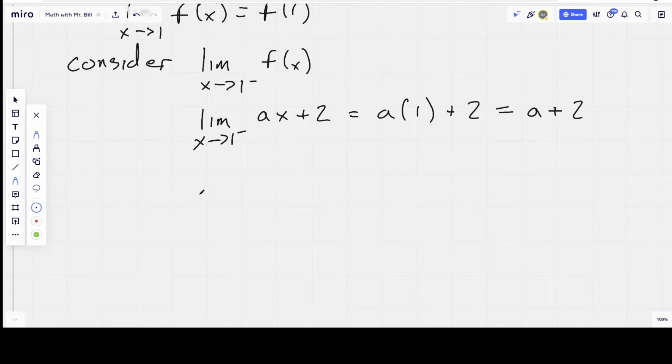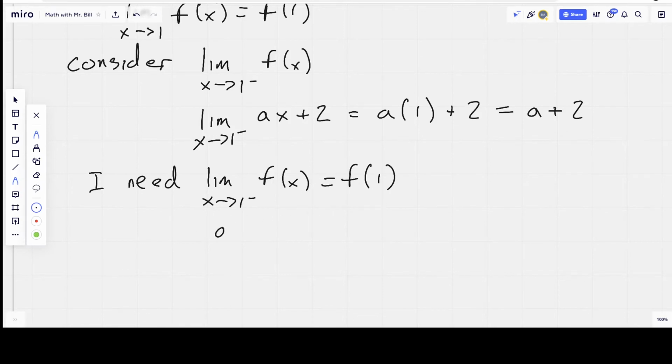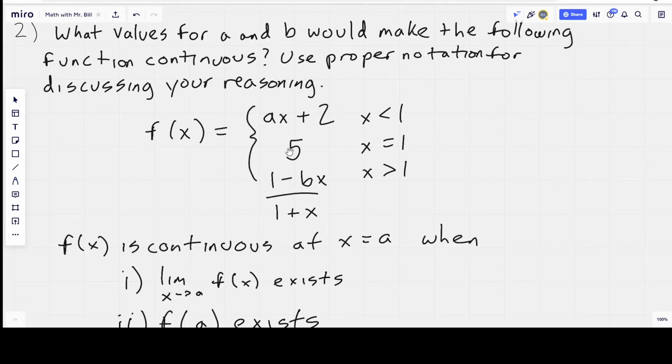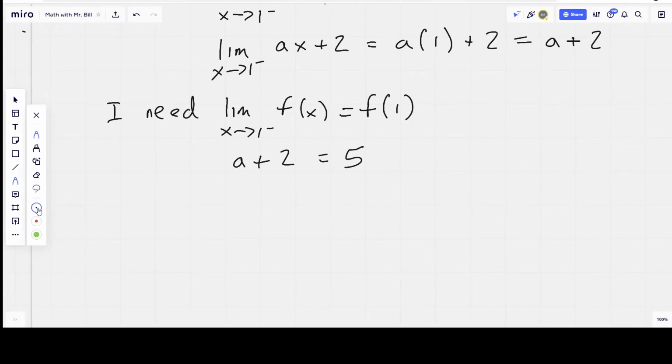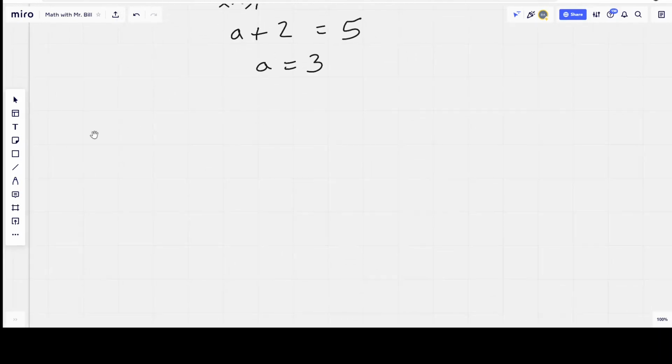Now, what do I want that to be? I need the limit as x approaches 1 from the left to equal f of 1. So I need a plus 2, because that's what the limit was, to equal 5. Because remember, if we go back up to the function again, the function's value at 1 is equal to 5. So this gives me an equation that I can solve. Subtract 2 from both sides, and I get a is equal to 3. Cool. All right, let's do the same thing for the right-hand side.